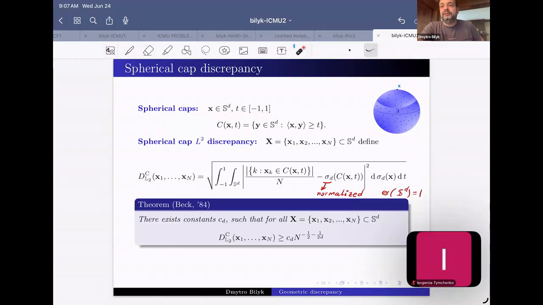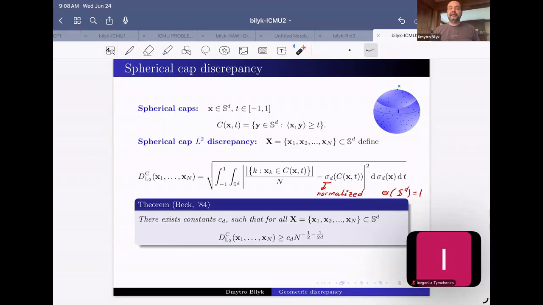Okay, and then you consider all points on the sphere so that the inner product, dot product, is greater than or equal to t. So basically, that means you're cutting the sphere by a hyperplane, which has direction x and height t. It's cut at level t. Okay, you get a spherical cap, so you get a ball on the surface of the sphere.